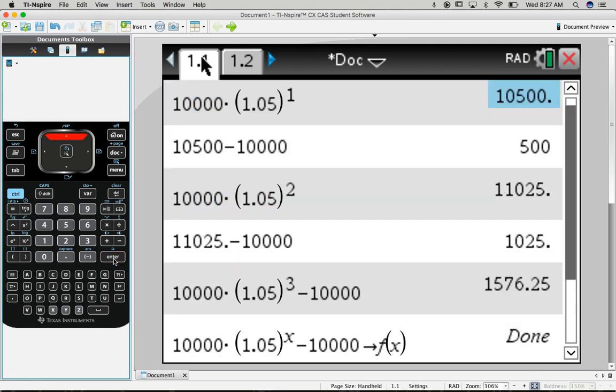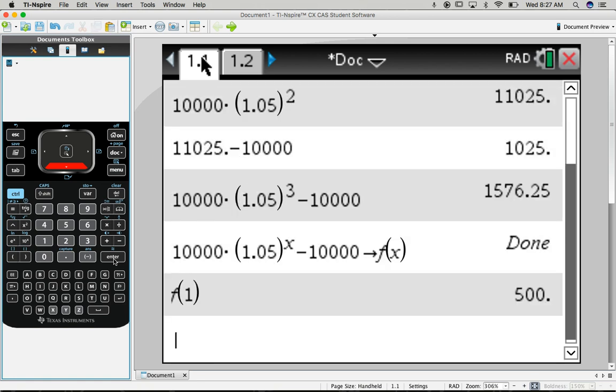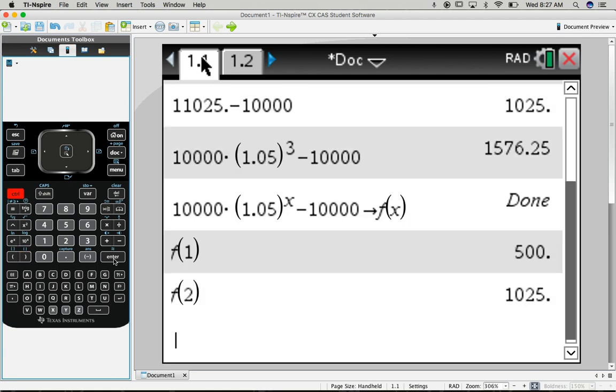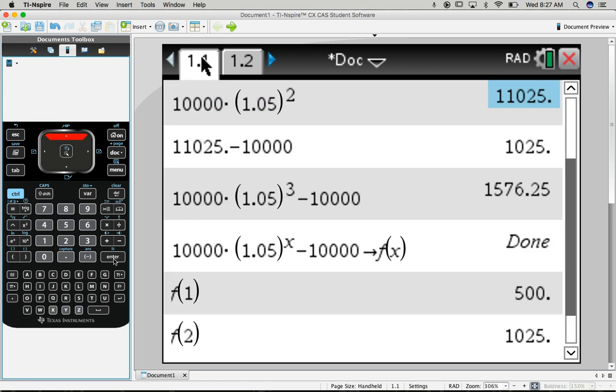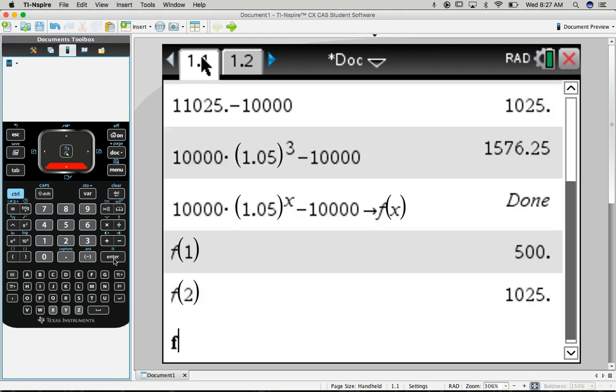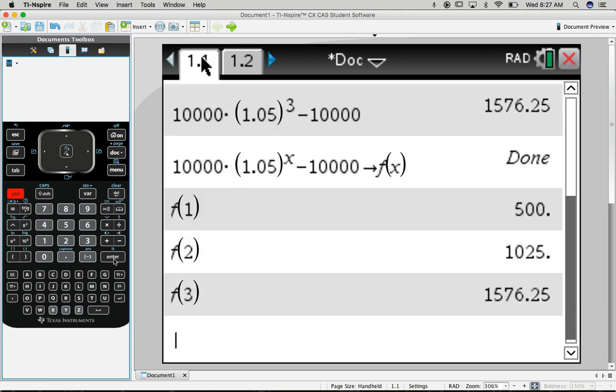That's what we had way up here when we did it all by hand. I had $500 after 1 year. After 2 years, I had 1025. So let's press f of 2, Control Enter, and we get 1025, just like we did up here when we did it at 2 years. This was the total. We subtracted 10,000 to get 1025. And over here, this 1576 will be after 3 years. Okay, and this is what you get.